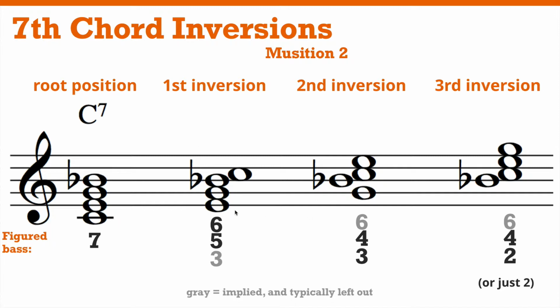So let's flip that up. Let's take the E and put that one on top now. Now we have a second inversion. G to B flat is a third. G to C is a fourth. G to E is a sixth. And again, we don't care about the intervals because we have no choice. We can only use the notes that we know are in the key of F. We have to stay diatonic.